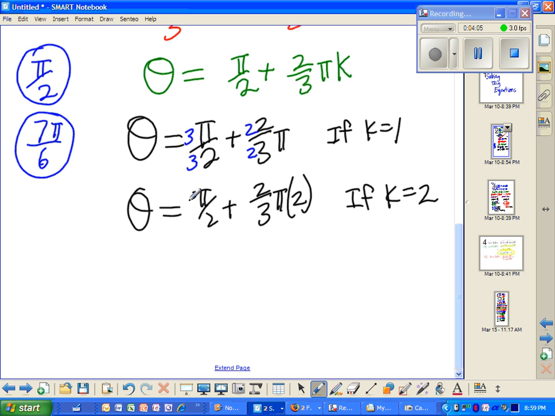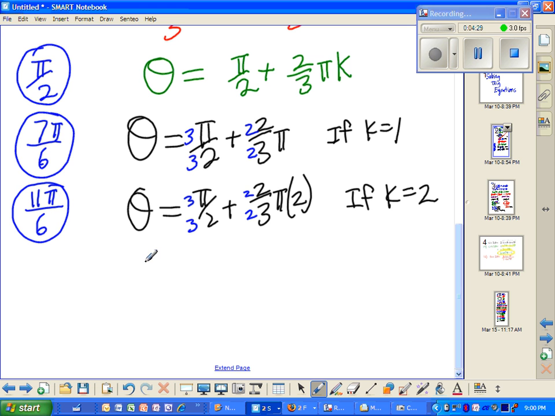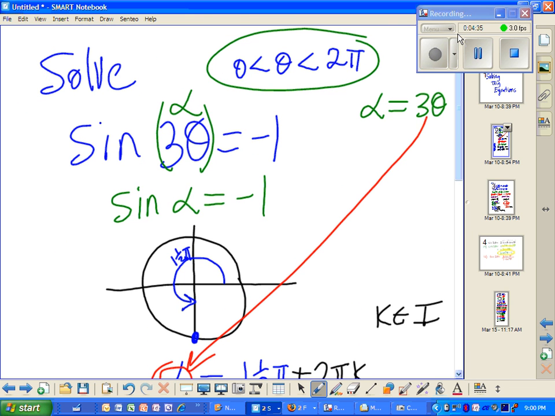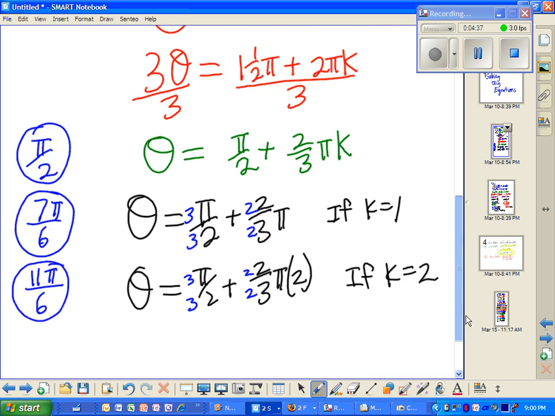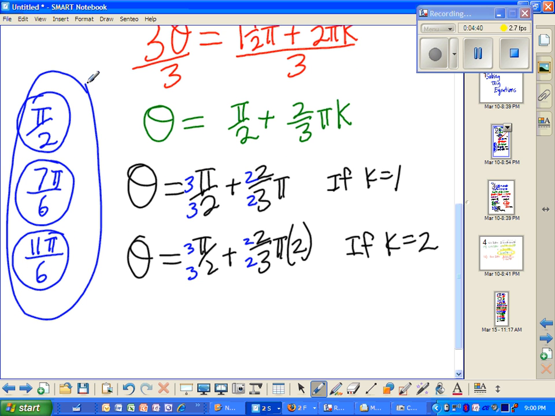Our third answer, let's do that. Multiply this by 3 and this by 2. This gives us 3 pi plus 2 times 2 times 2 is 8 pi. So that's 11 pi over 6. So we're almost to 2 pi with that answer. So it looks like if we had gone to k as 3, we'd have been over our theta value that we're restricted to. So therefore our answers, I should say, half pi, 7 pi over 6, 11 pi over 6.